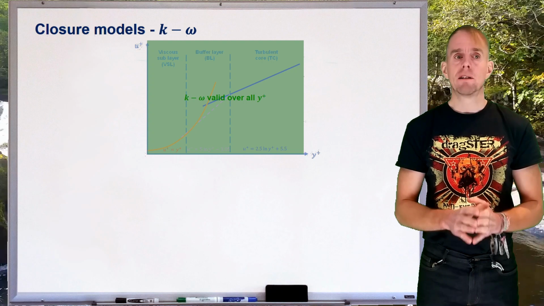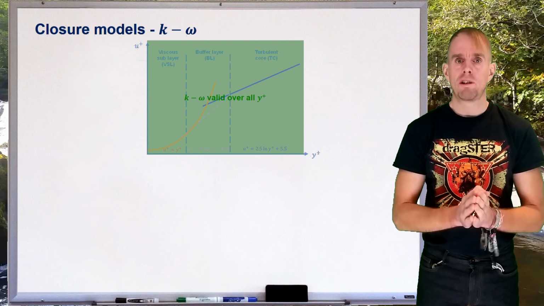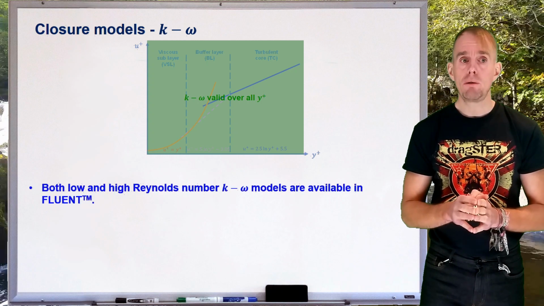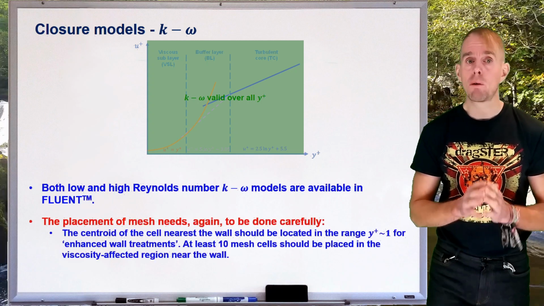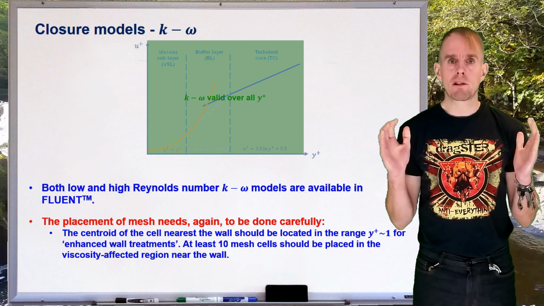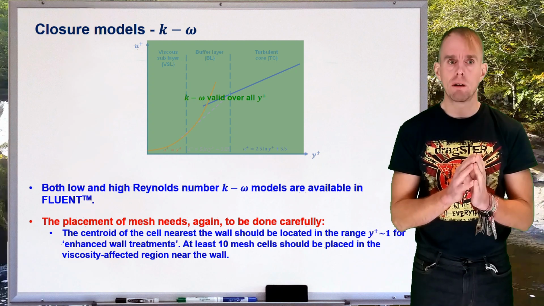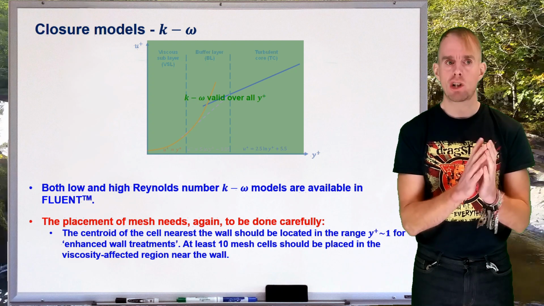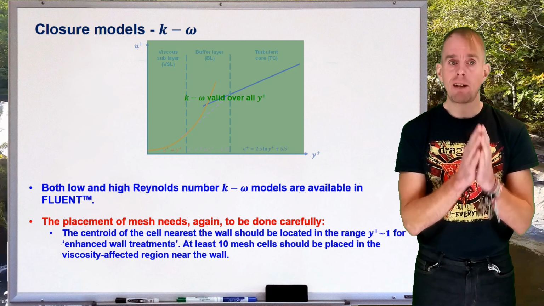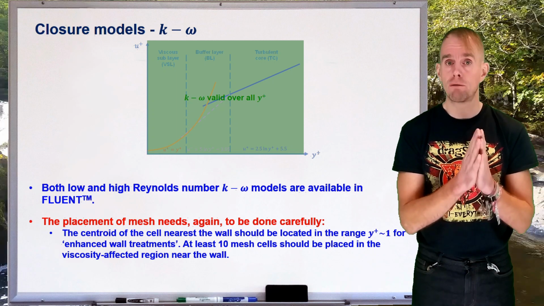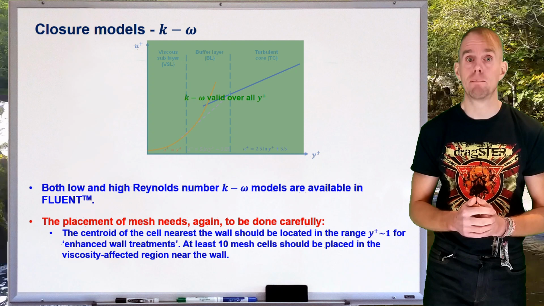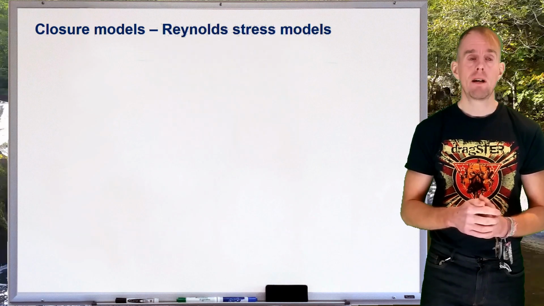So, k-omega is valid over all distances, and so we don't have to worry about wall treatments, but what we do have to do is to think about how we place mesh cells. So when we think about designing a mesh for the k-omega closure model, we need to put a very fine mesh near the wall, and so we're looking to have about 10 mesh cells in the viscosity affected region. So we'll see how we do that and an example of that in a minute.